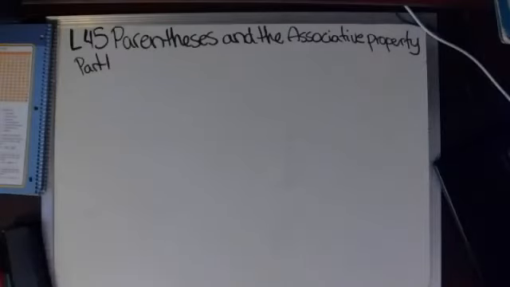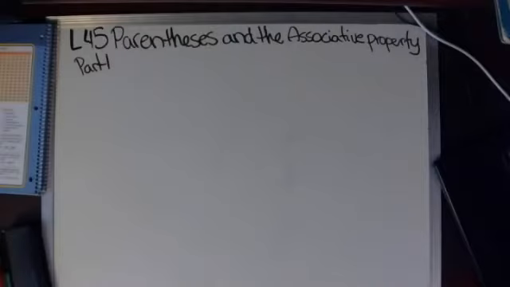This is lesson 45, parentheses and the associative property, part 1. There will be a part 2 to this lesson that you will have to watch after going through your lesson practice and doing the questions that require work on the parentheses and associative property. The second part of this lesson is going to be naming lines and segments.